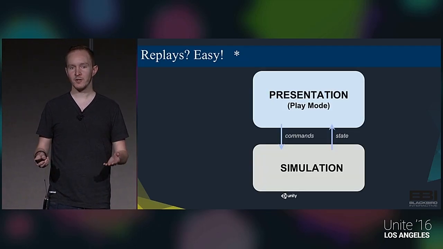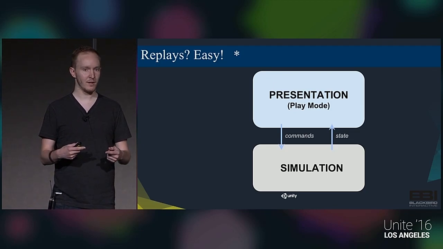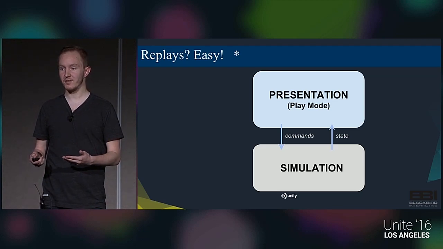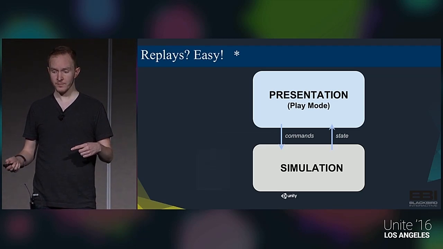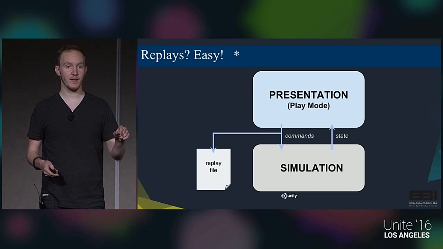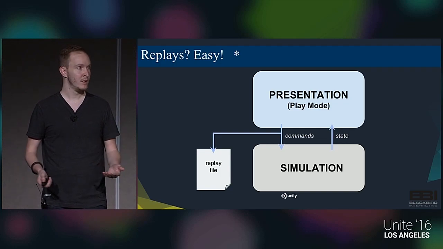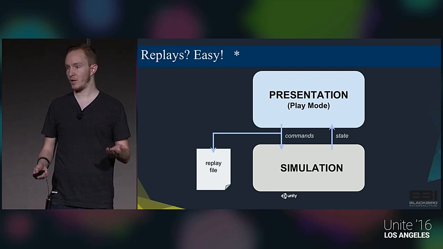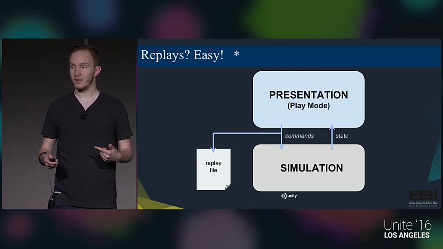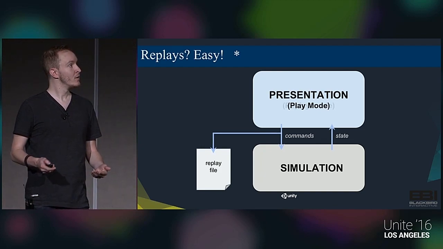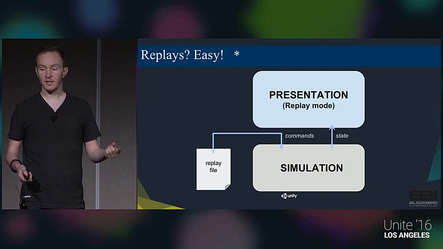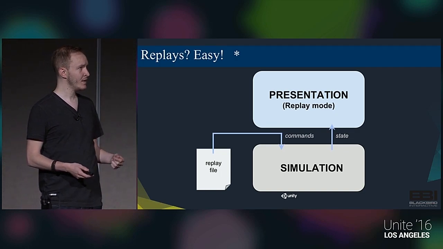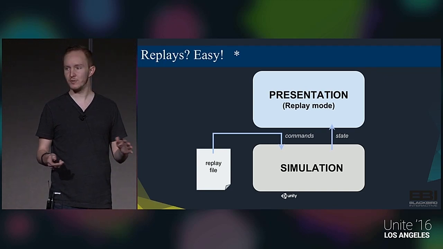So we have the typical presentation and simulation relationship. All the commands go to the simulation, and it comes back as state to the presentation. As the game is going on, we save out all of those commands to a replay file. That can be a text file, you make your own format, and effectively it's just a list of commands. When we're ready to go back and replay that, we flip things around a little bit, and instead of reading commands from the presentation, we read commands from that replay file.